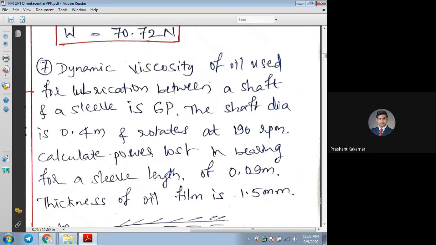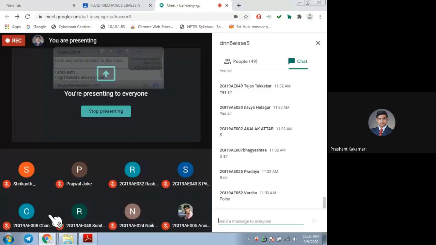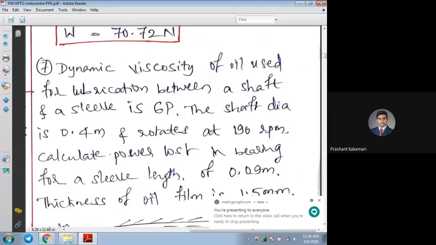So in this problem, they have given the dynamic viscosity of oil used for lubrication purpose between a shaft and a sleeve as 6P. If it is given as a viscosity, whether it is 6 Pascal or 6 poise or what, can you reply? What do I have to assume? Poise? Yes, very good. If only P is given with respect to viscosity, you have to assume it as 6 poise. The shaft diameter is 0.4 meters.